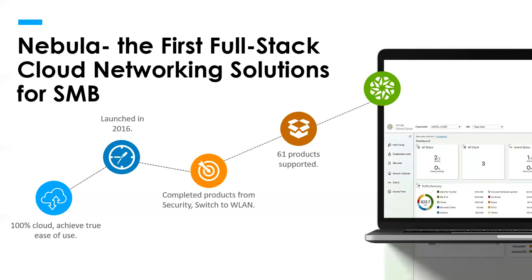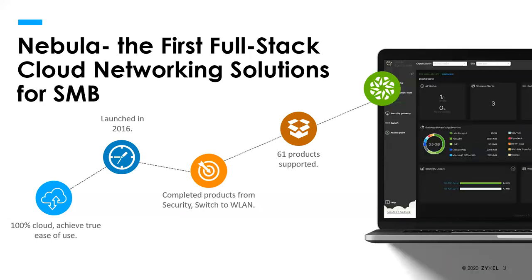Nebula was the first cloud-based management solution designed specifically for the SMB space, smaller MSPs. Prior to that, the focus had been on the enterprise network. Probably the biggest name you're familiar with is Meraki. There was also Aerohive and a few others. Nebula was the first one to come around that was built from the ground up and designed just for the SMB space. We launched it all the way back in 2016, and we've been constantly improving and adding to it ever since.